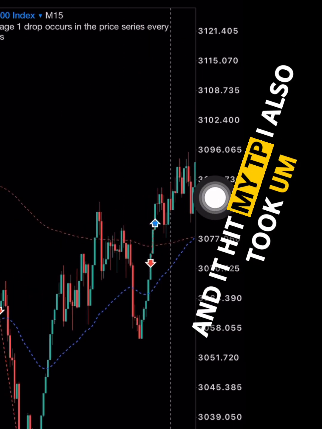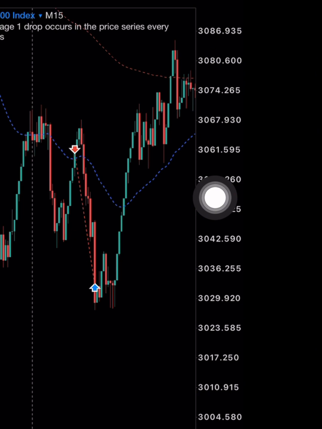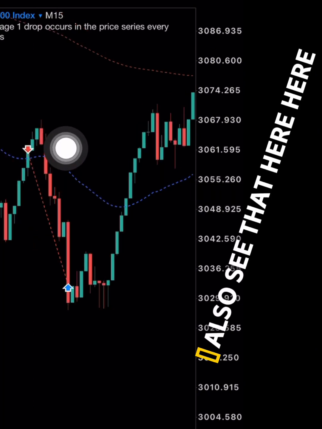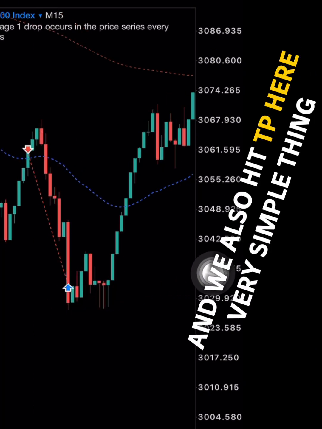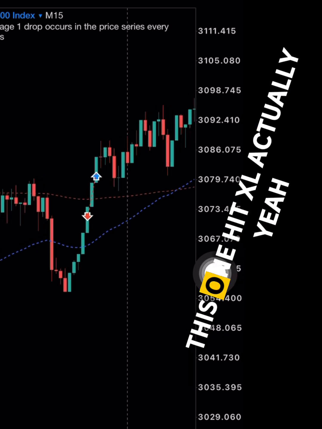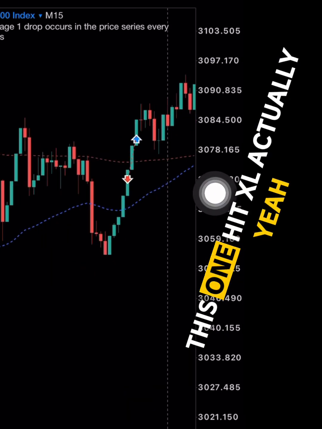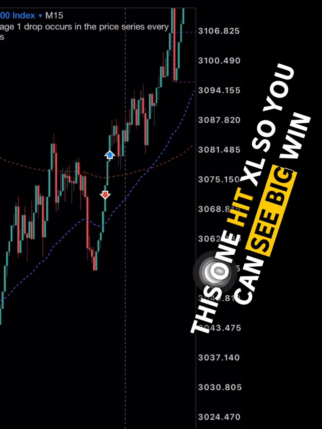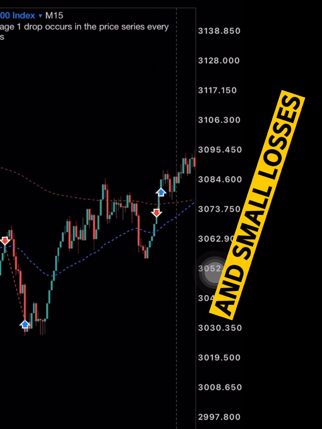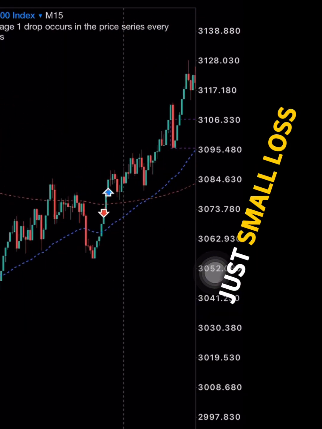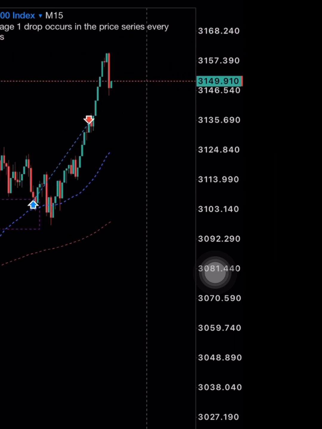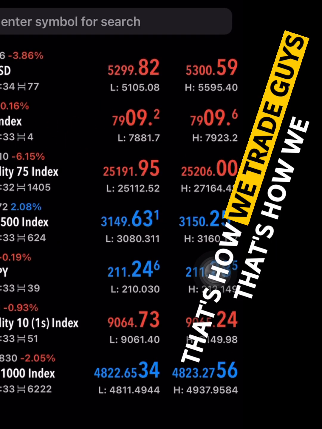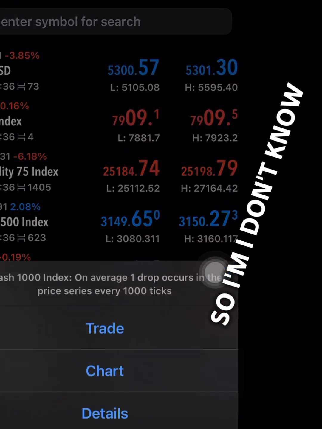I also took this one yesterday. I will see that here, and we also hit TP here. Very simple thing. This one hit SL actually. So you can see big wins and small losses. Just small loss, big wins. That's how we trade, guys.